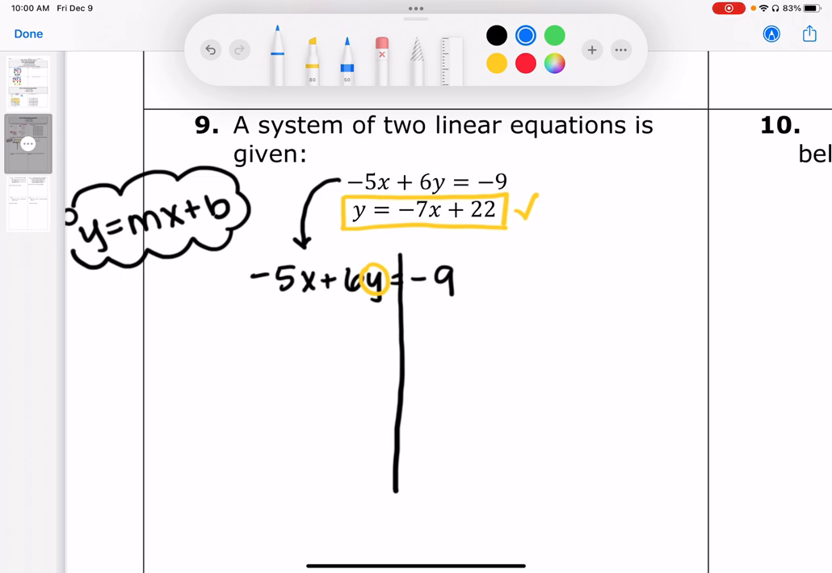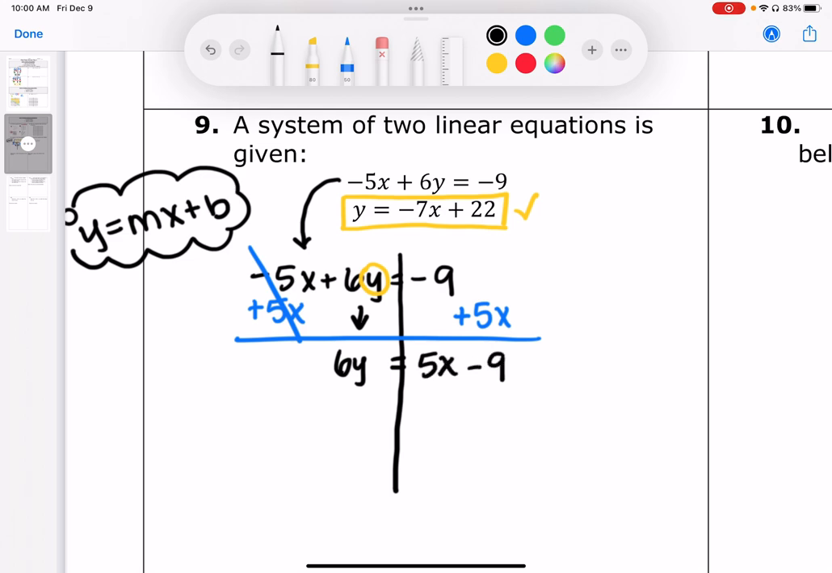In order to do that, the negative 5x has to move out of the house. The opposite of negative 5x is going to be positive 5x. What you do to one side, you also do to the other. These 5's are going to cancel, and I'm going to pull down my 6y, my equals. And because we write it in y equals mx plus b format, we're going to put our 5x in the front and our negative 9 in the back.